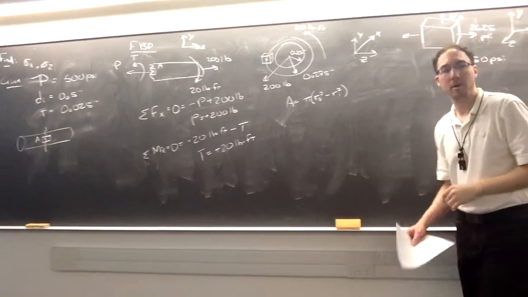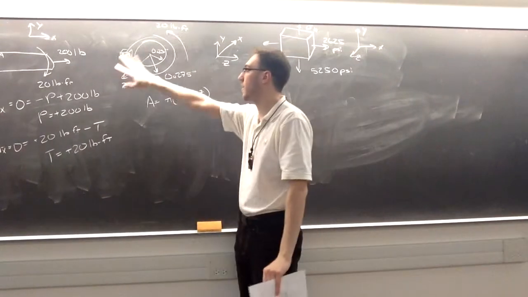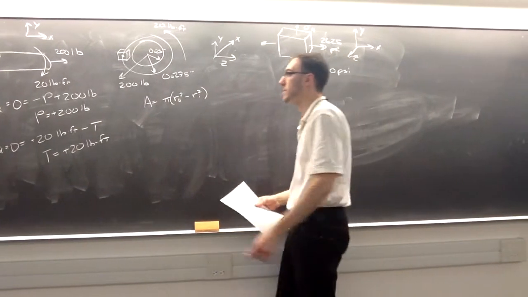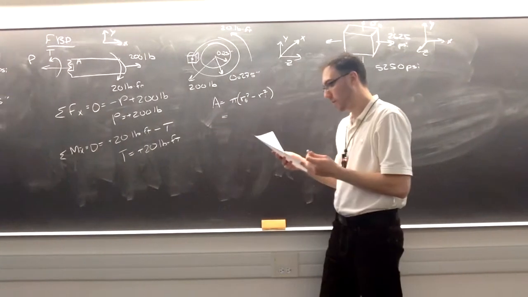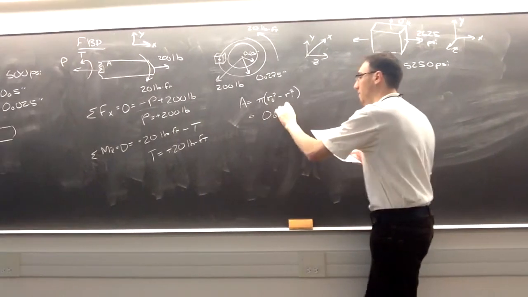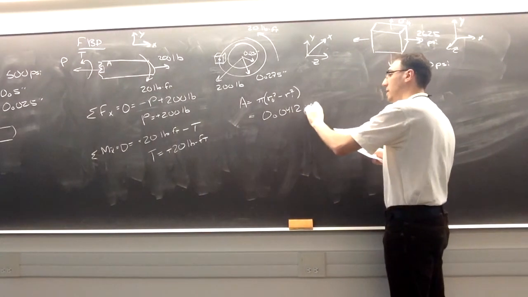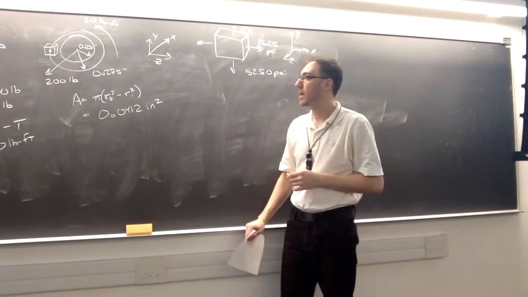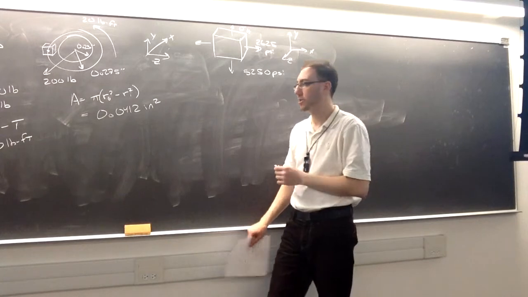Since it's hollow, the surface area of this cut surface is pi times r outside squared minus r inside squared. So the cross-sectional area is going to be 0.0412 inches squared, and I need that for my P over A calculation.